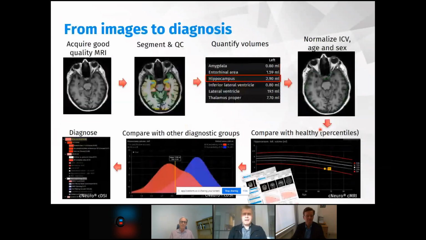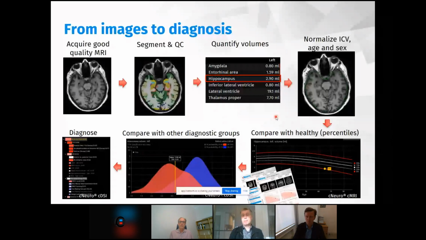Okay, thank you, Leonard. I will talk a little bit about these quantification tools, and first this kind of overview of the whole process. So first, of course, you need to acquire good quality MRI images. Then we segment the image and we do quality control for detecting any artifacts in the image. And thereafter, you are ready to quantify the volumes or other imaging biomarkers. For example, for this patient, the left hippocampus volume is 2.9 milliliters. But in order to make the interpretation easier, you need to normalize this data to intracranial volume, age, and sex, and then contrast it with normative data.